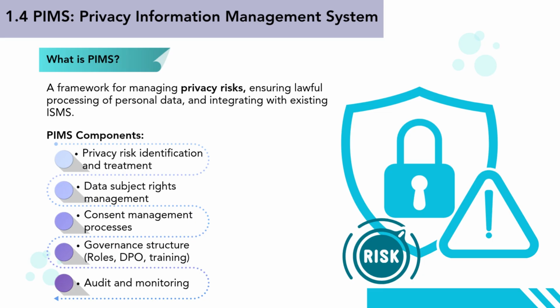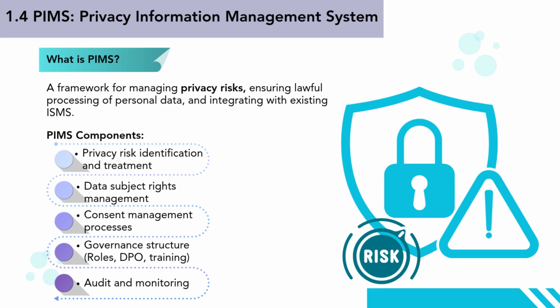A Privacy Information Management System, or PIMS, is a framework for managing privacy risks and ensuring lawful processing of personal data, designed to integrate with existing information security management systems. It consists of 5 key components: privacy risk identification and treatment to proactively address vulnerabilities, data subject rights management for handling access, correction, and deletion requests, consent management processes for systematically obtaining and recording user permissions, governance structure including defined roles, DPO appointment, and training programs, and finally, audit and monitoring for continuous oversight and compliance.